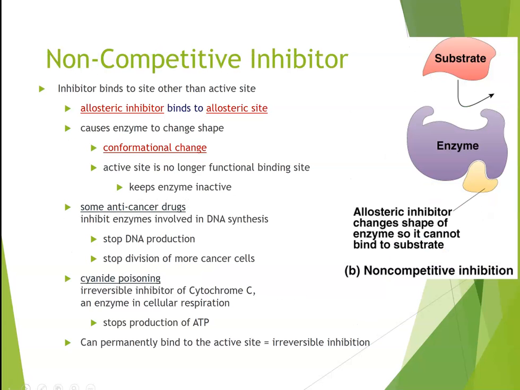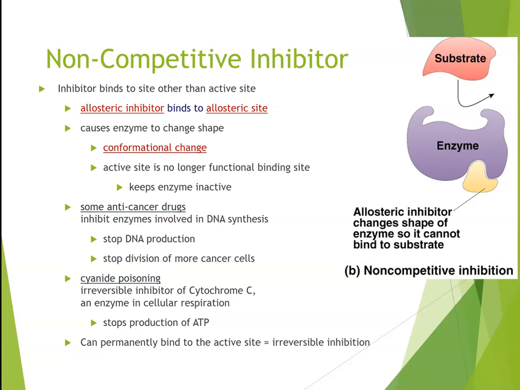A non-competitive inhibitor binds to a different place on the enzyme. It's called an allosteric site. So allosteric site means that it's not the active site. It's someplace else on the enzyme. But what happens is it changes the shape of the enzyme and it changes the shape of the active site so that the substrate can no longer fit into the active site of that particular enzyme.